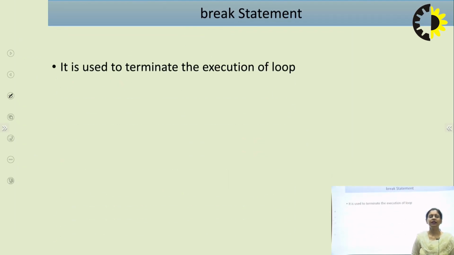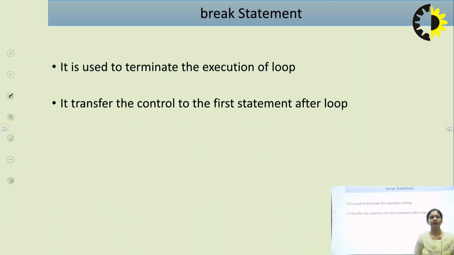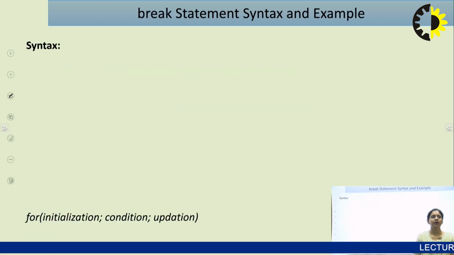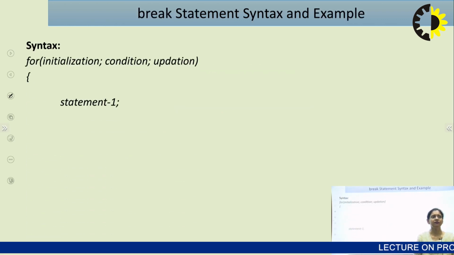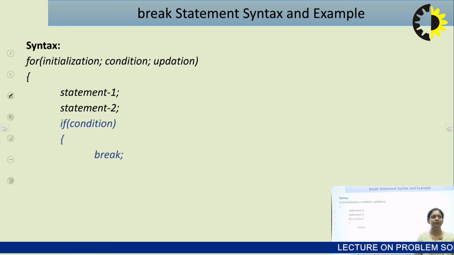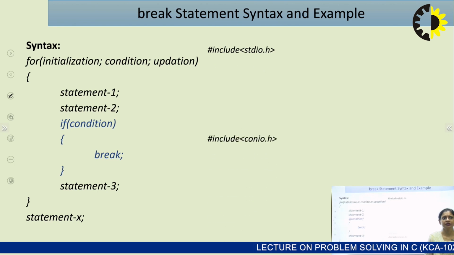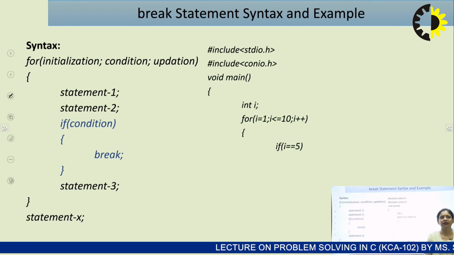The next statement that we have is break. We have already seen the break statement in the switch case. It is used to terminate the execution of the loop and it transfers the control to the first statement after the loop. So, if we look at the syntax, we have a for loop with multiple statements, an if condition, and then the block of statements. We have an example again over here.